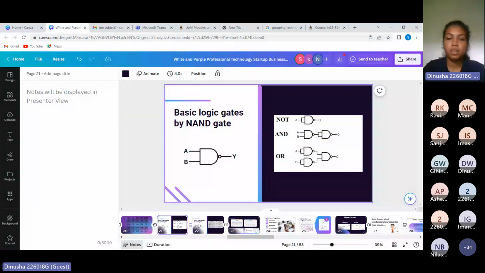Now let's take a look at how basic logic gates are made from these universal gates. Basic logic gates by NAND gate.